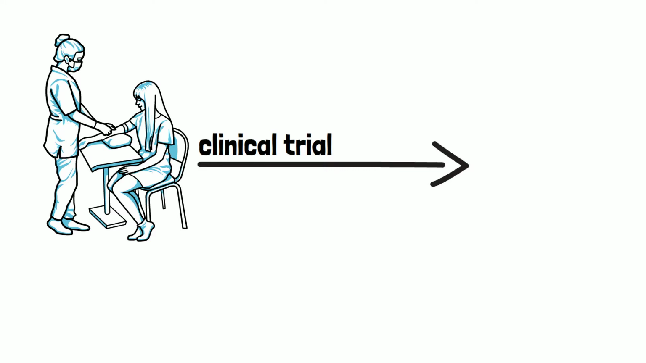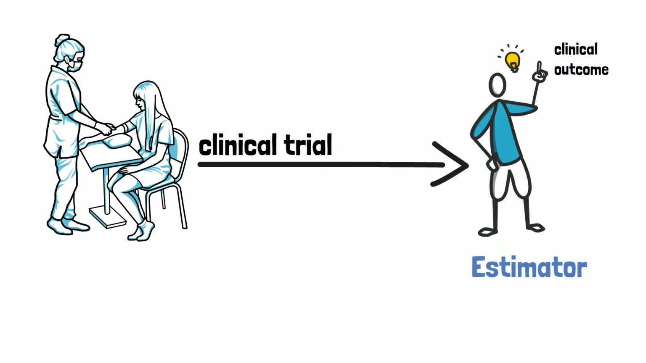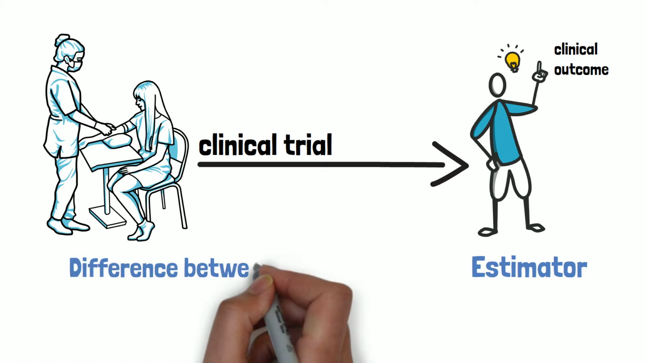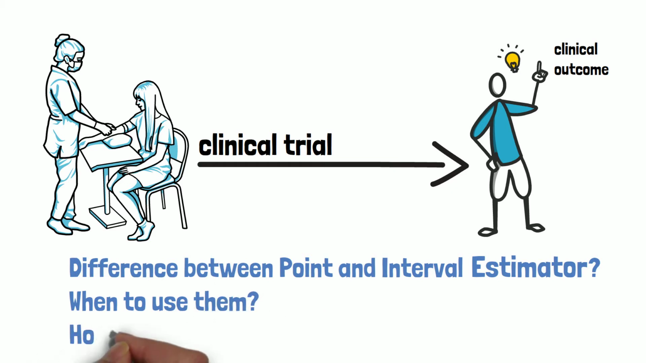When conducting a clinical trial, the decision for the clinical outcome is usually based on an estimator. In today's video, we will explain the difference between point and interval estimators, when to use them, and how to interpret them.